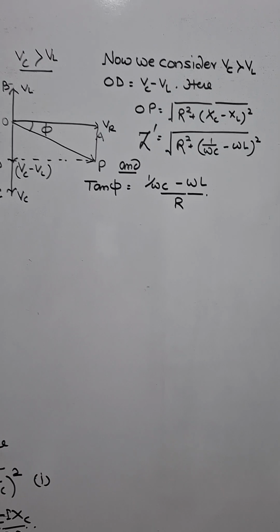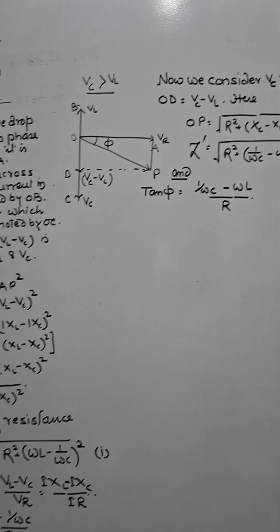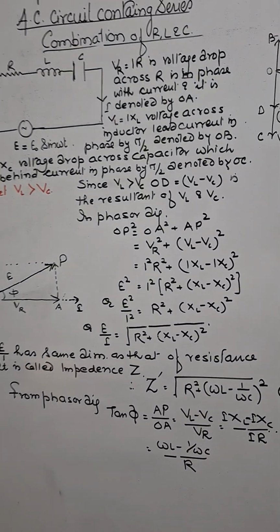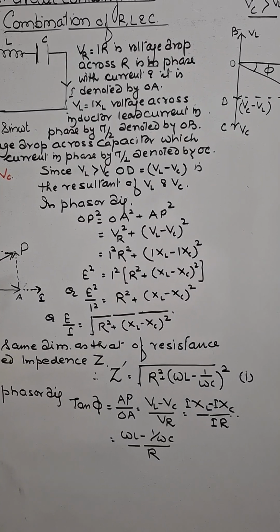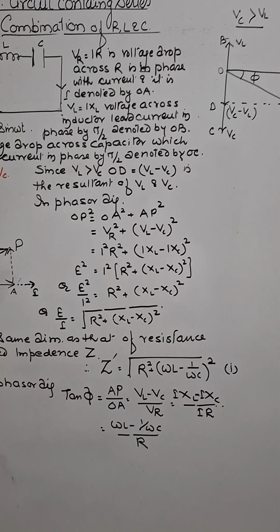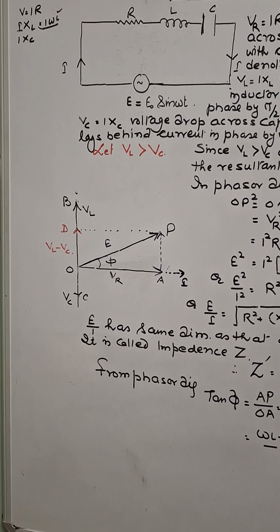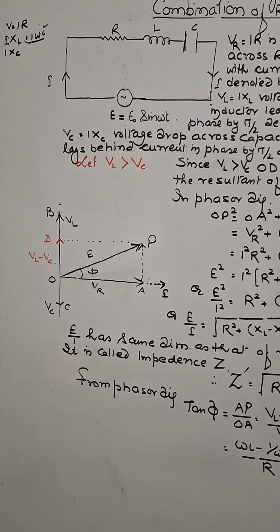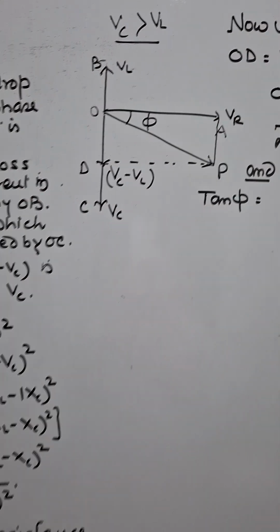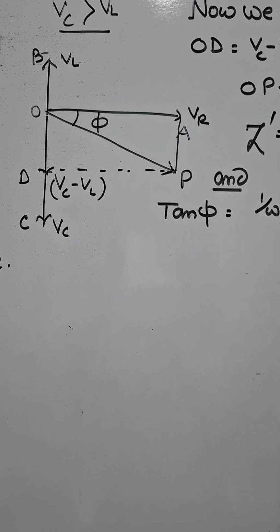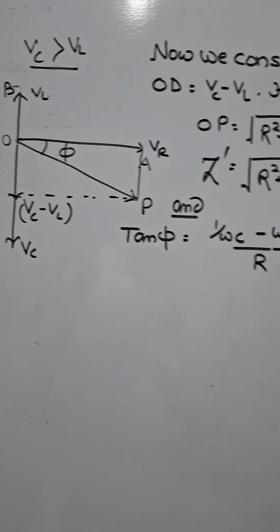So remember students, whether VL is greater than VC or VC is greater than VL, in both the cases impedance remains same. Z or Z dash both are equal. Only the difference is that if VL is greater than VC, then voltage leads the current in phase by angle phi, and if VC is greater than VL, then voltage lags behind the current in phase by angle phi.